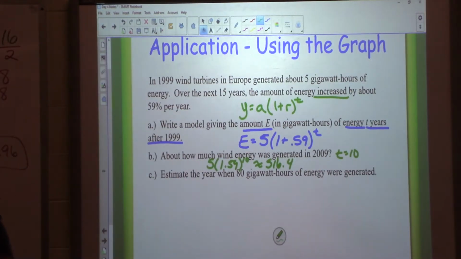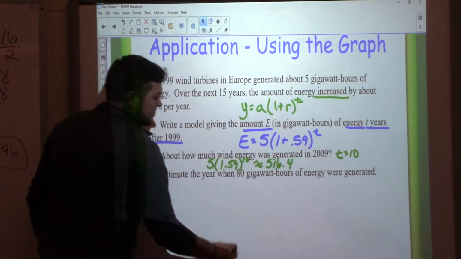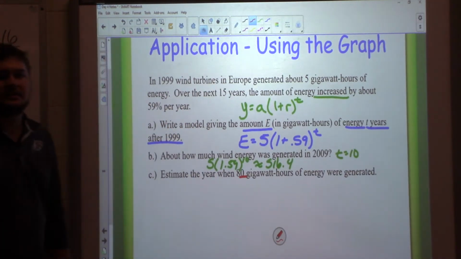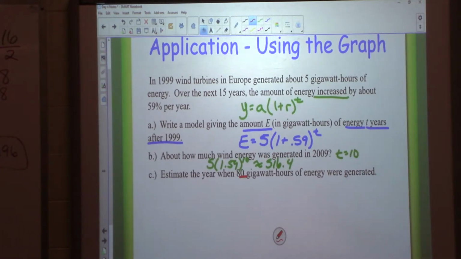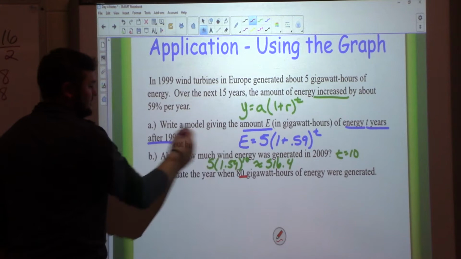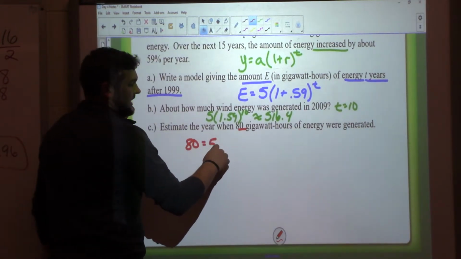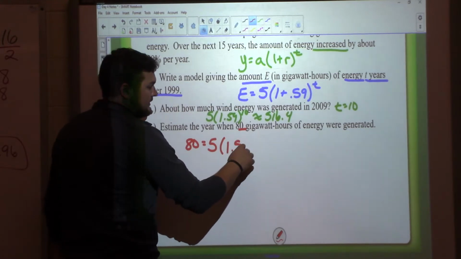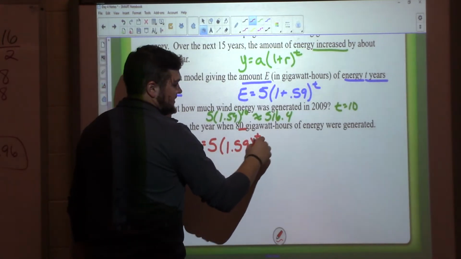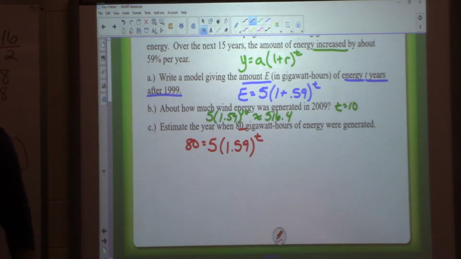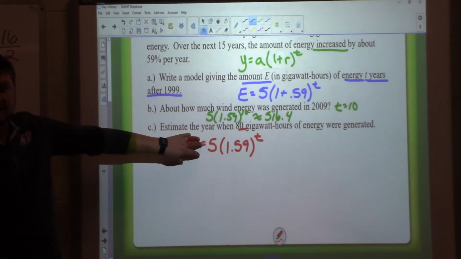Alright, part C then. Estimate the year when 80 gigawatt hours of energy were generated. Am I going to plug 80 in for t? Is that a time? No. I'm going to plug it in for E, because it's the amount of energy that was generated. So 80 equals 5 times 1.59 to the t power. Right? All I do is I plug this into my equation.